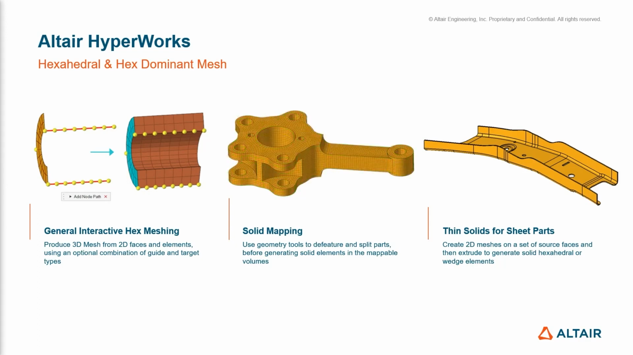Thirdly, we have a thin solids tool, which is ideal for sheet parts. These parts characteristically have a much smaller third dimension and are commonly sheet metal. We could choose to produce a mid-mesh, but if your application requires solid elements, we can also create a 2D mesh on a source face and then simply extrude this through the thickness to generate hexahedral or wedge elements. Let's now see an example of the first 2 methods discussed.